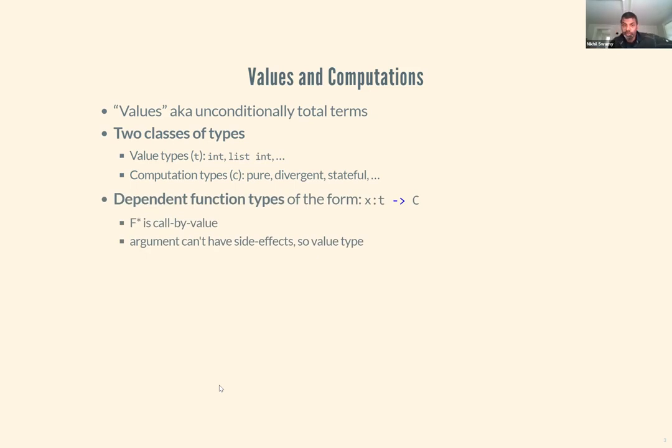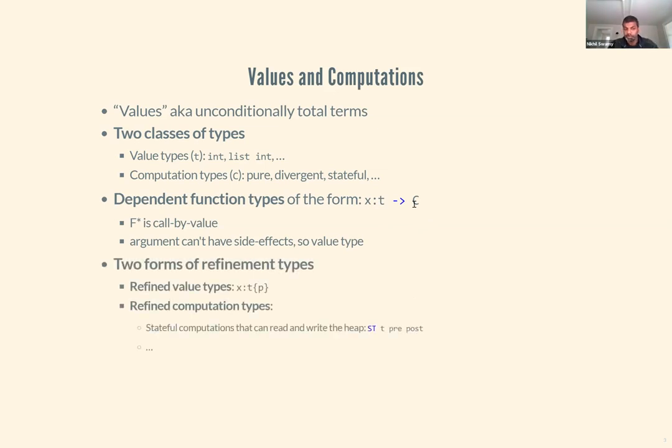And the general form of the type, so far only the pure ones, is that an arrow looks like this. It takes an argument X of type T, where T is a value type. And on the right-hand side of the arrow, you have a computation type. So one way to understand this is that F star is a call by value language. So a function receives arguments that are values, and it computes a result. And in doing so, it may have some effects. And those effects are described by C.